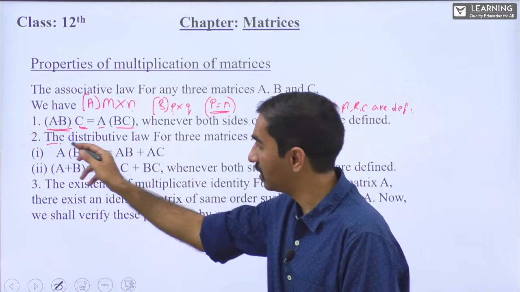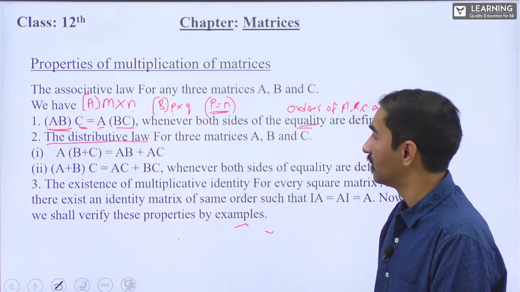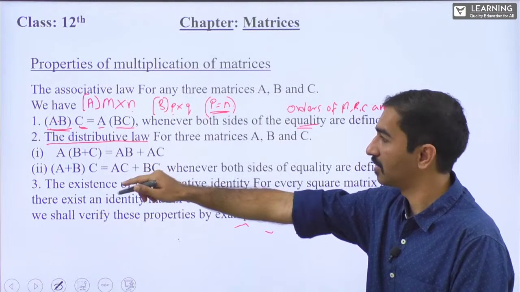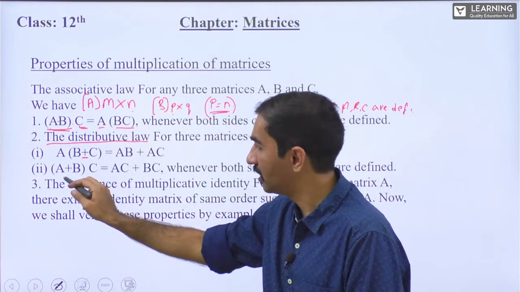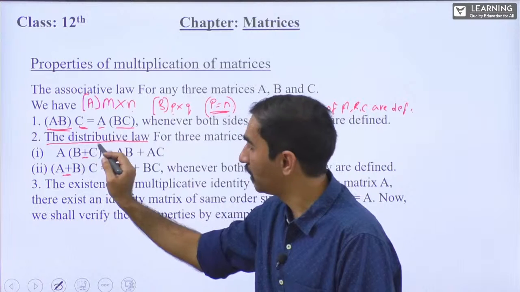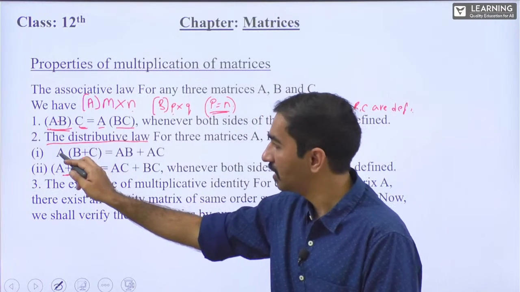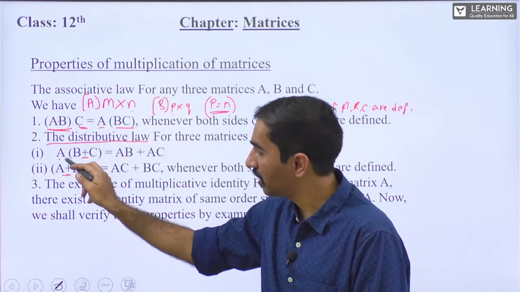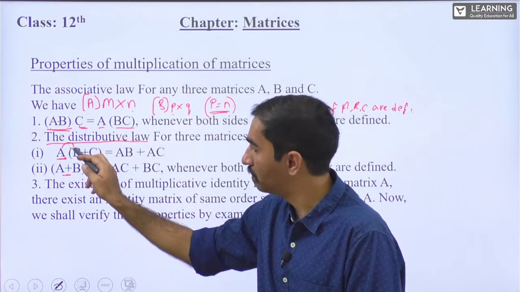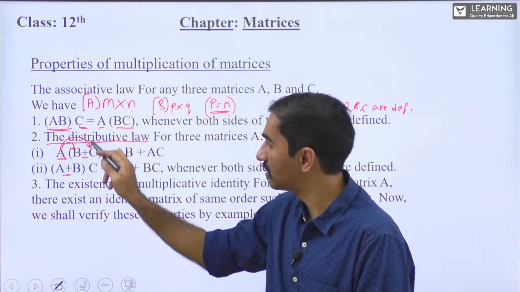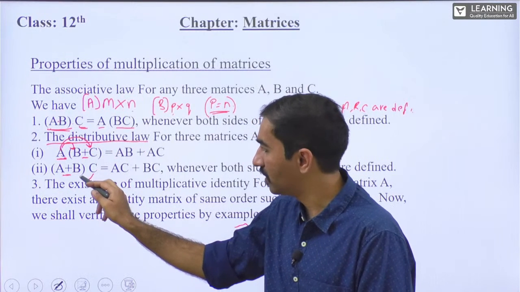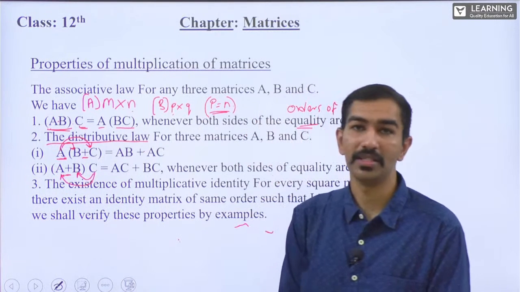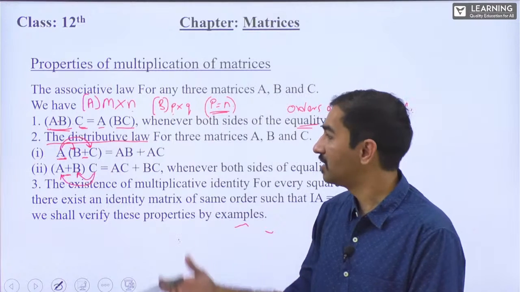Next, which law do we have? Here we have the distributive law. So for three matrices again, A, B and C, now we are doing addition. Here we are doing addition, and also multiplication. So see here, AB plus AC. We are distributing matrix A to both B as well as C. Same thing here: this C we are distributing to B as well as C. So this is our distributive law.